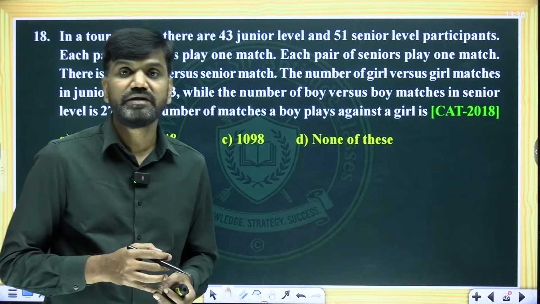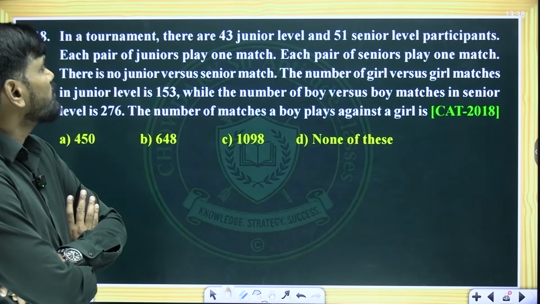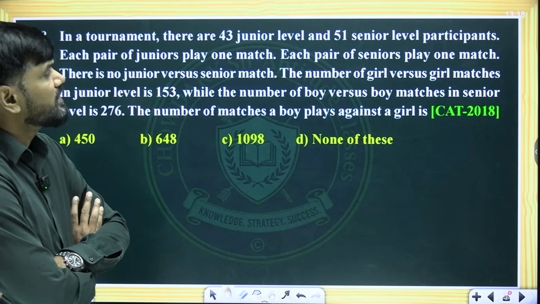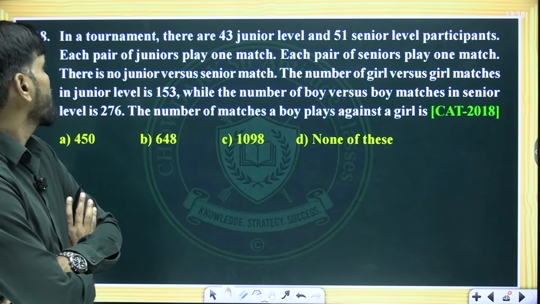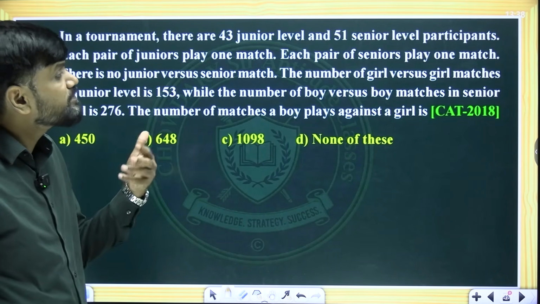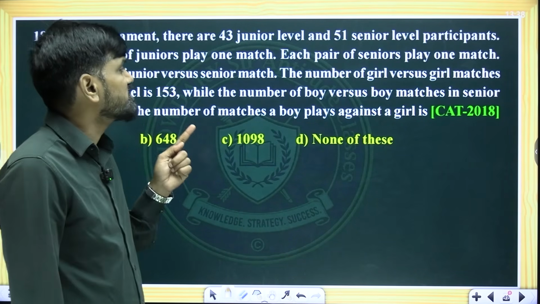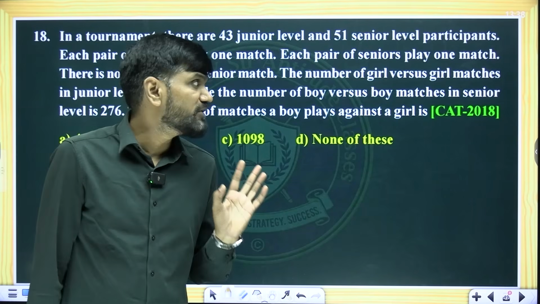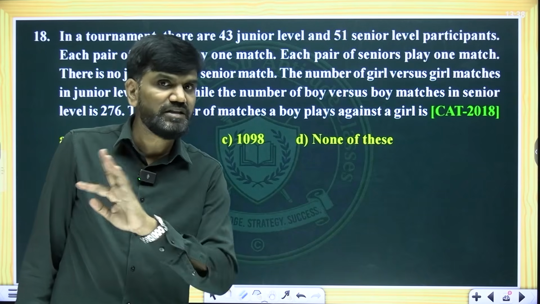Next, problem number 18. This is more interesting. In a tournament, there are 43 junior level and 51 senior level participants. Each pair of juniors play 1 match. Each pair of seniors play 1 match. There is no junior versus senior match. So between juniors there are matches, between seniors there are matches, but between junior and senior there is no match.